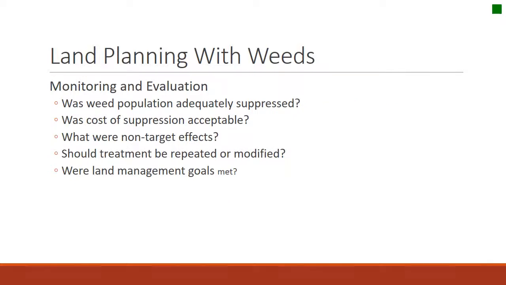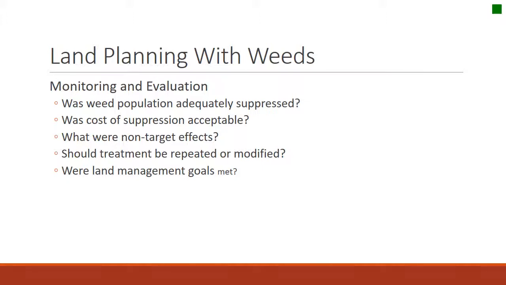As with all science, monitoring and evaluation is extremely important, and you need to understand if the weed population you treated with whatever method you chose or methods, did it adequately suppress them? What was the cost of this suppression? Were any non-targets affected? Should the treatment be repeated or modified?